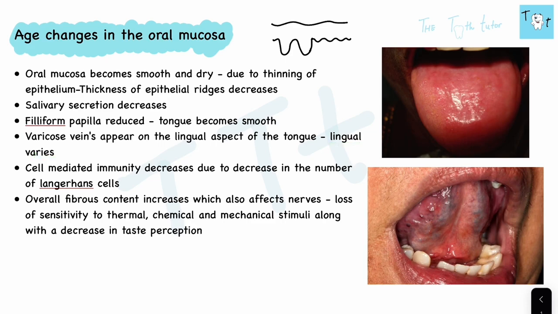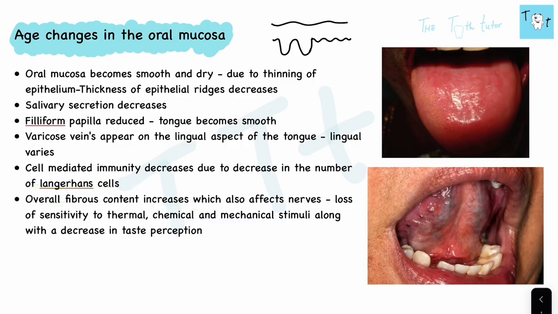Now, the cell-mediated immunity also decreases due to a decrease in the number of Langerhans cells. Langerhans cells are one of the non-keratinocytes. We discussed that. And then, in the overall oral mucosa, the fibrous content increases.